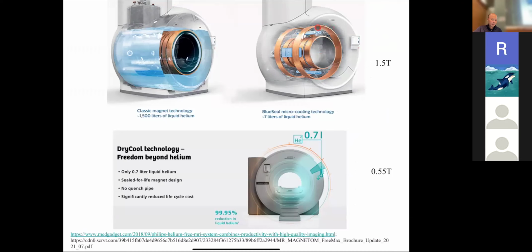So manufacturers have been doing a lot of work to create designs that use much less helium. This one only used like 7 liters of helium. This one only uses 0.7 liters of helium. And that's because they've learned ways, essentially other refrigeration technologies, of getting the heat out. And so as these technologies develop, hopefully there'll be less need for helium.